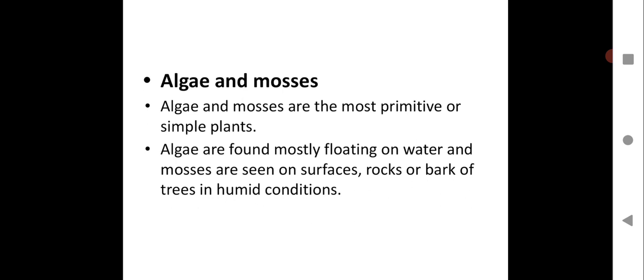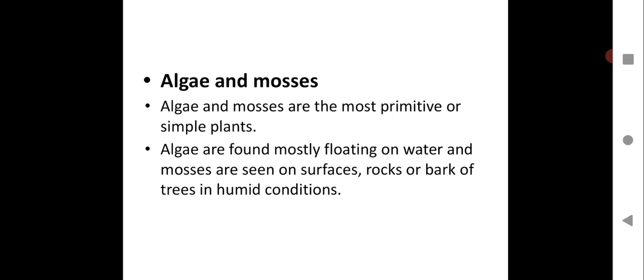And then as the years go, over the years, the plants modified, and what we have now, we have varieties by the nature, and we ourselves can have hybrid plants. So algae and mosses, they are extremely important because they are the most simple plants we have on earth. And algae are found mostly floating on water, and mosses are seen on surfaces, rocks, bark of trees in humid condition. The only thing they require is the humid condition.